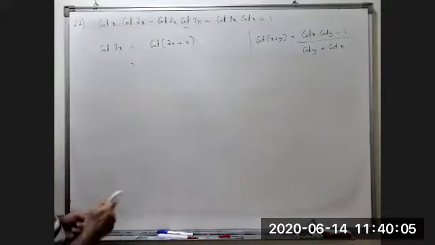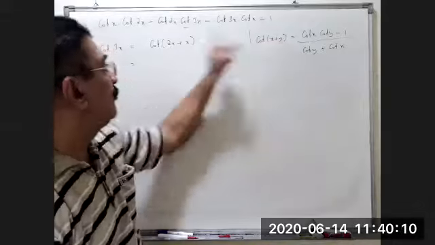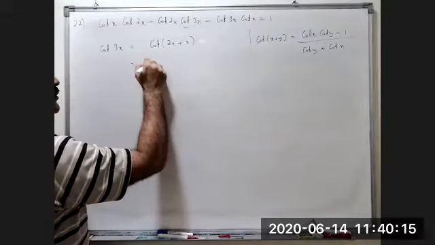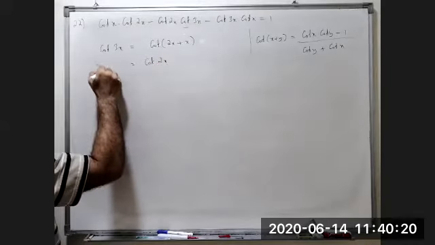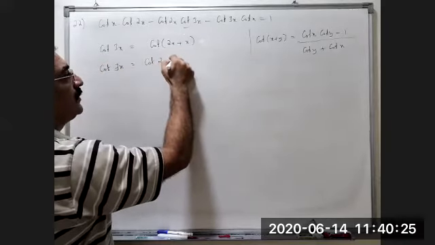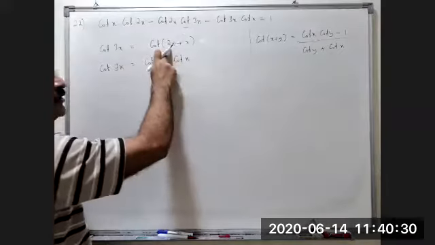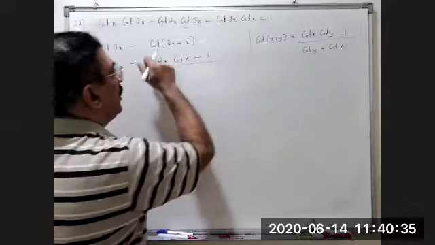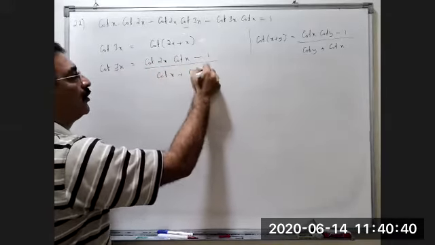So cot of 2x plus x. Now we can use this formula for cot x plus y. Instead of x, we have 2x. Instead of y, we have x. So cot x cot y will become cot 2x into cot x. The left hand side is cot 3x, which equals cot 2x cot x minus 1 by cot x plus cot 2x.